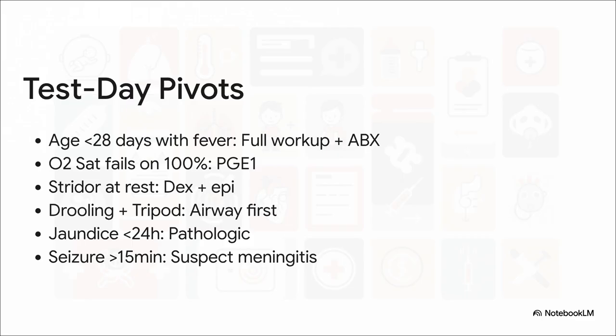Differentiate your bilirubin. Jaundice under 24 hours or direct hyperbilirubinemia is pathologic and requires an immediate workup, whereas indirect after day 2 might just be feeding related. Know your weight loss thresholds. Up to a 7% weight loss in the first week is completely normal, but beyond 10% requires intervention. And finally, know exactly when to pivot from supportive care to emergency interventions. An O2 sat failing to improve on 100% oxygen requires prostaglandin E1, and a febrile seizure lasting over 15 minutes demands a meningitis workup. Keep these pivots sharp, master these clues, and you'll easily control the exam.